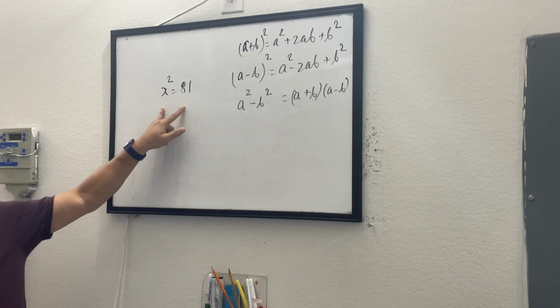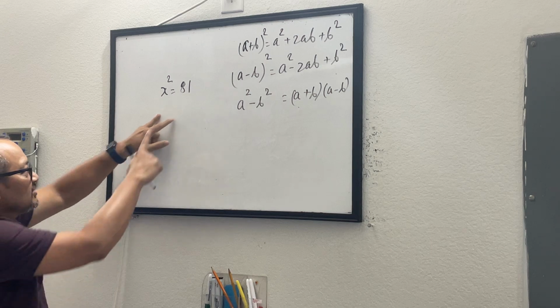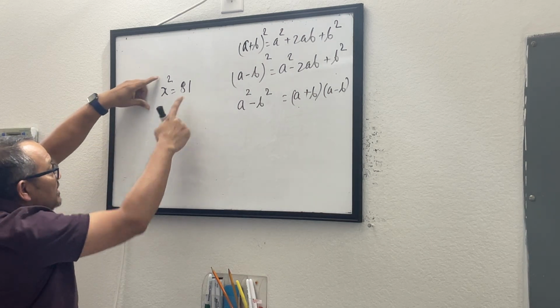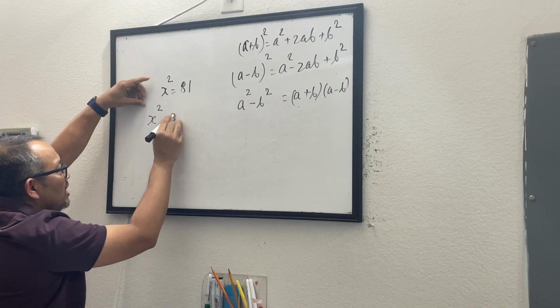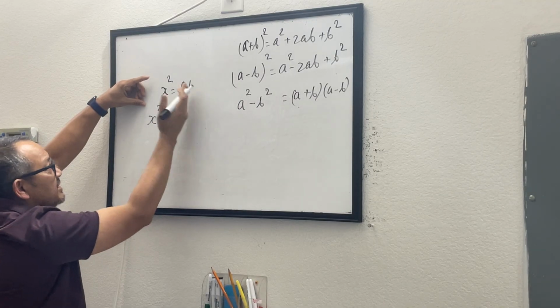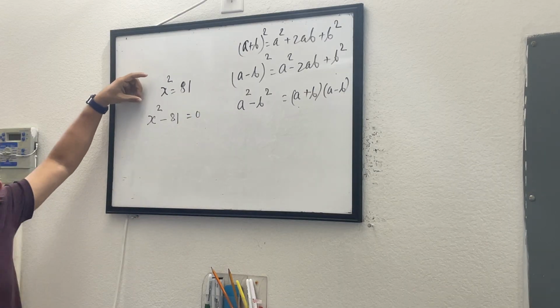Okay, let me give a twist to this. I am saying it's not only 9, it's plus 9 or minus 9. And now you will see why I am saying so. So look at this, x squared minus 81. I am making this 81 travel to this side of the equal to sign, equal to 0. Make sense?